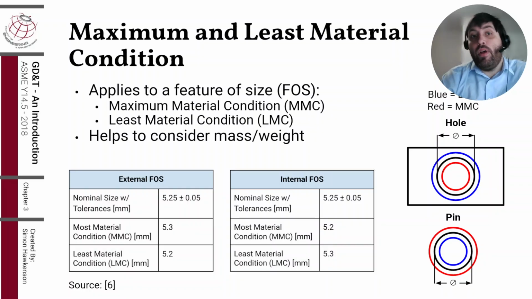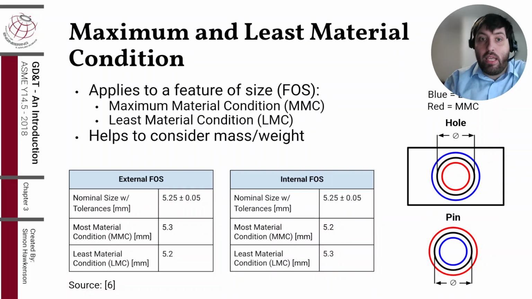All right, so let's move on from datums and datum reference frames. A really critical concept that is used a lot in ASME Y14.5 is the concept of the maximum material condition and the least material condition. If we are to think of a hole in a part with a particular plus or minus tolerance, the maximum material condition, or MMC, would be the hole when it is at its smallest. It would be at its lower limit. The MMC is always when the part has the most material. It helps to consider the weight or mass of the part.